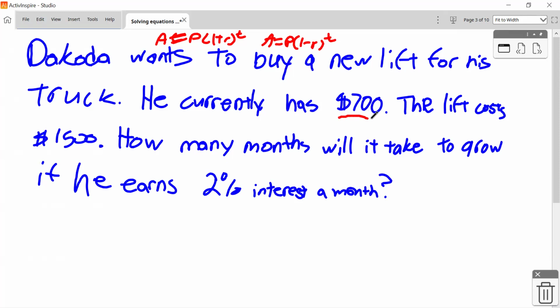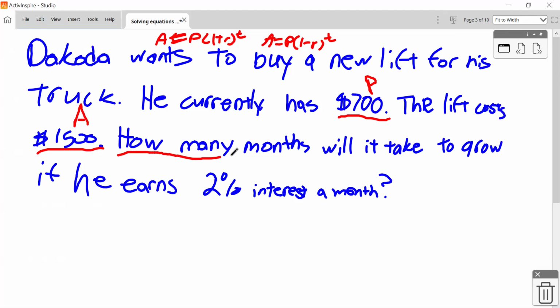So he wants to buy a new lift. He currently has $700. That's the beginning amount, the principal, however you want to say it. If it's money in particular, that's our P. The lift costs $1,500. How many months will it take to grow if he earns 2% interest a month? While this doesn't explicitly say how long it will take for the account to grow to $1,500, that's what we're assuming we want to grow to so that you can then go buy the lift. So we know that this is going to be our final amount, A.